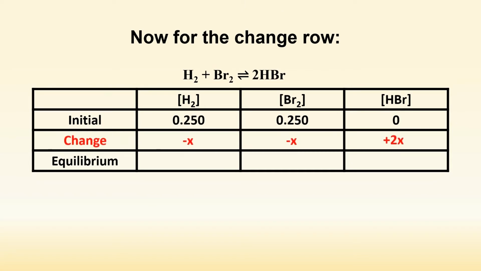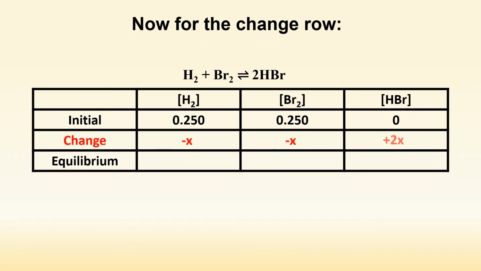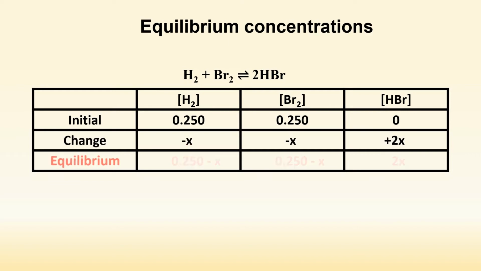Now for the change row. Both of the reactants are being used up, so we must use minus x for the reactants. Since the product is being formed, we must use a plus sign in front of 2x. The 2 is important. The 2 means that HBr is being made twice as fast as either H2 or Br2 are being used up. To determine the equilibrium concentrations based on this data, simply combine the initial concentrations and the change in concentration.